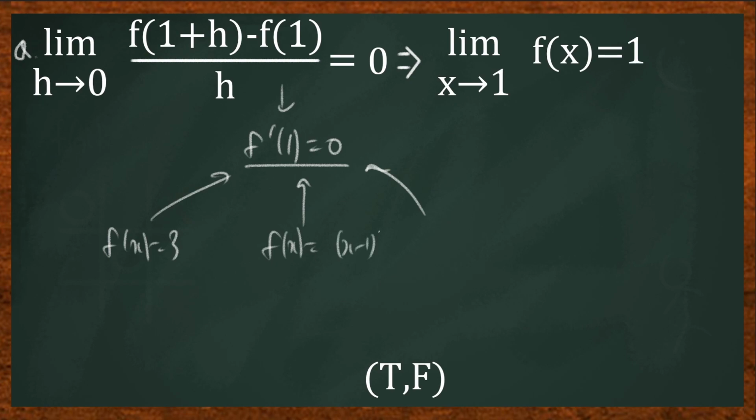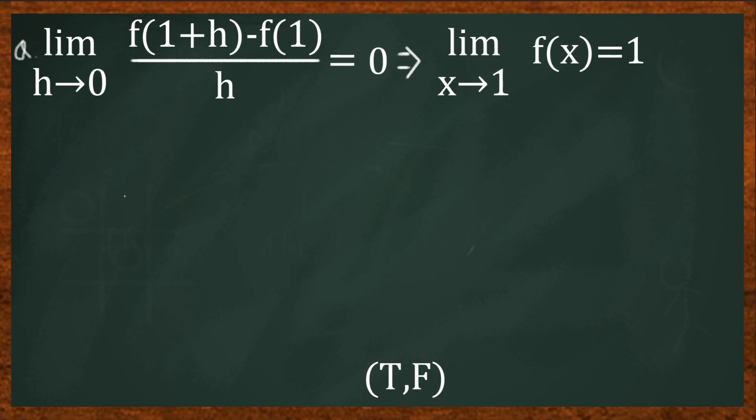When f'(1) is 0, there are many possibilities. For example, f(x) is equal to 3, f(x) is equal to (x-1) squared, (x-1) to the n squared, and so on. So let's say f(x) is equal to (x-1) squared. If we put that in the first limit, it will be shown like this.